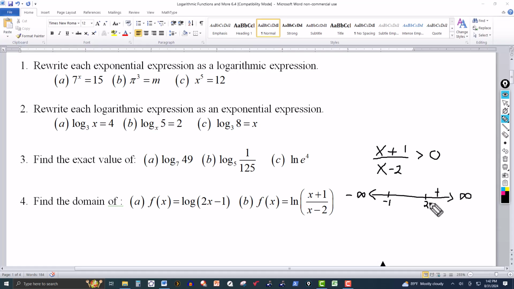Between -1 and 2, let's pick 0 here. 0, 0, give me a 1 over a -2. That's a -1/2. That's not going to work. So we stay away from those numbers.